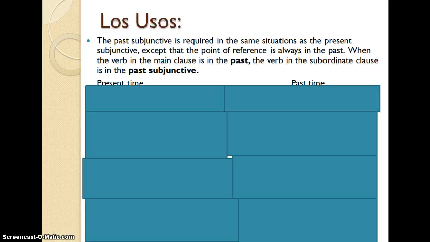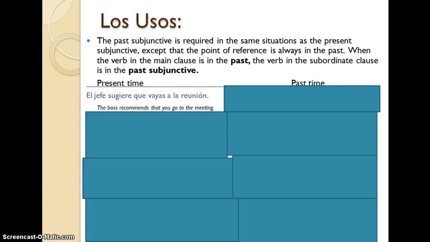More importantly, when do we use this? If you know how to form it, how do you use it? The past subjunctive, again, is required in the same situations as the present subjunctive, except that the point of reference is always in the past. When the verb in the main clause is in the past, the verb in the subordinate clause must be in the past subjunctive. So some examples from present to past.